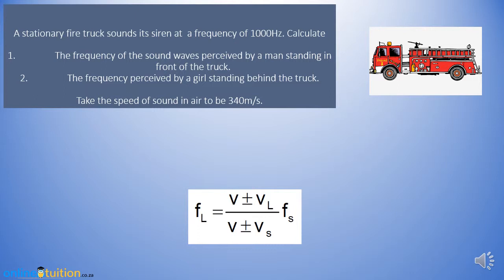Oh my goodness, what's happening over here? So the truck is stationary, nothing's moving. Let's draw a little picture. Well, I'm an artist of note. Here's my fire truck over here, and it's sending off its signals out there. And there we have the very brave young man who's standing in front of the truck. And then we have a young lady who's brave enough to stand behind the truck.